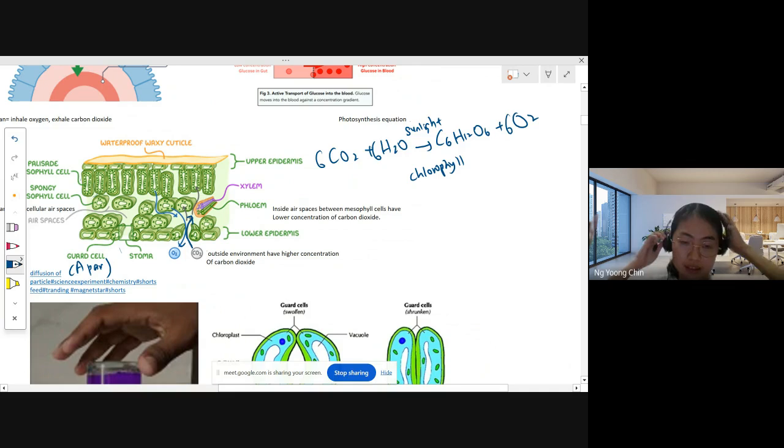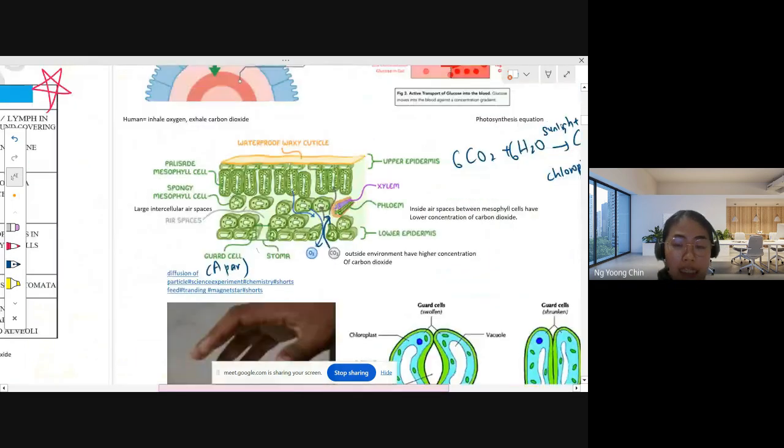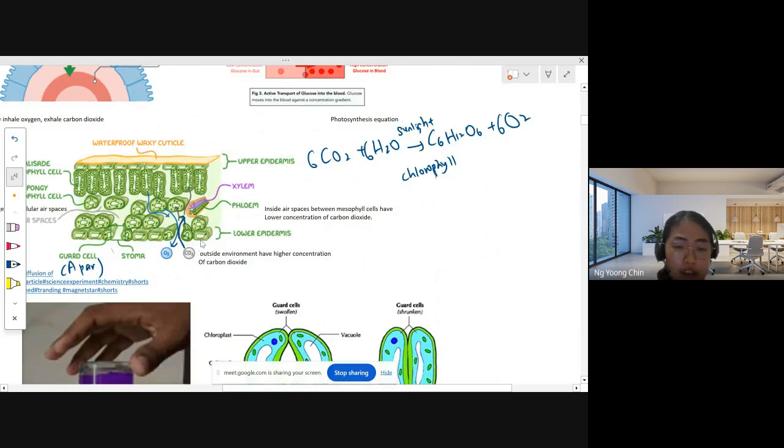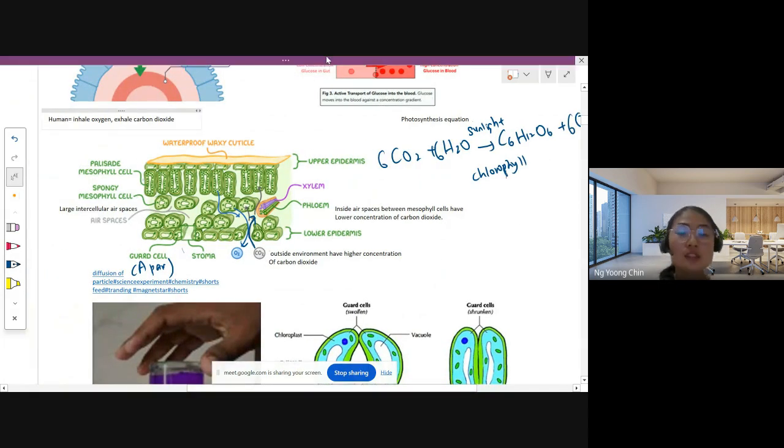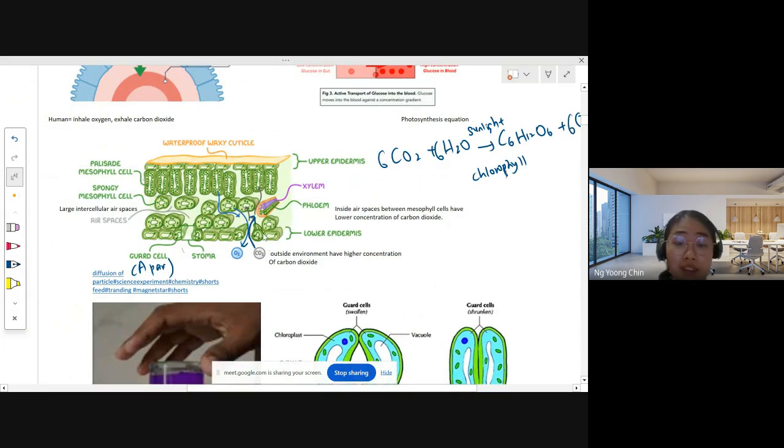Okay, so this is how the plant is able to take in the carbon dioxide, and then they will release the oxygen by photosynthesis. So in this process, you can see that the exchange of gas involves the stomata and also the spongy mesophyll cell, which contains a very large air space. Yeah, so this process is by simple diffusion.